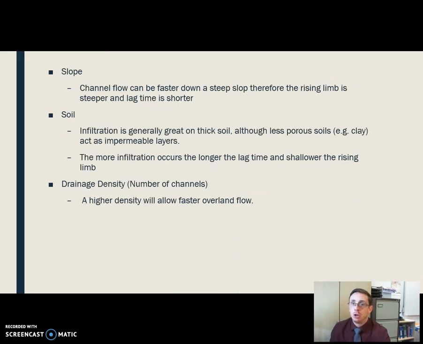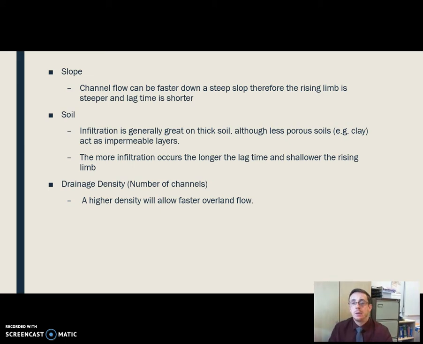If we think about slope, now slope, to be really honest, is very straightforward. If you've got really steep slopes, water flows down those steep slopes faster, so you've got a shorter lag time and a steeper rising limb. The opposite is also true. If you've got a very shallow rising limb and a very long lag time, it might well be that you're in quite a flat drainage basin.